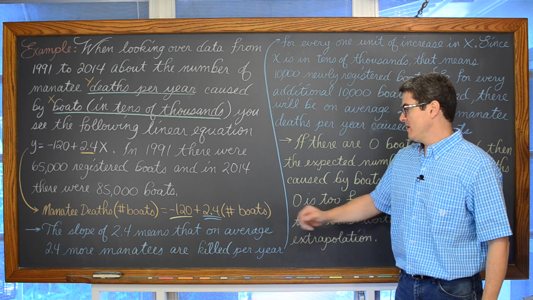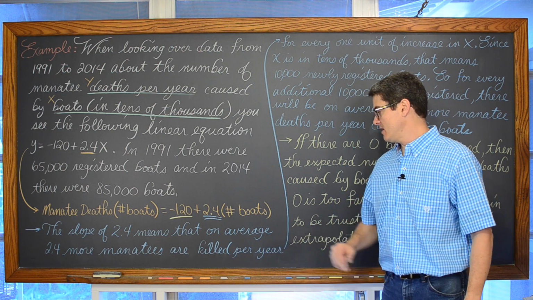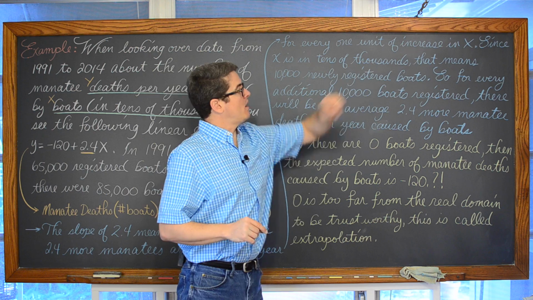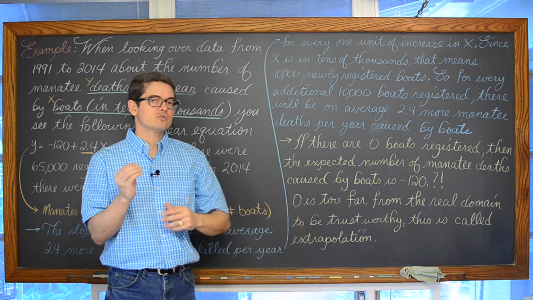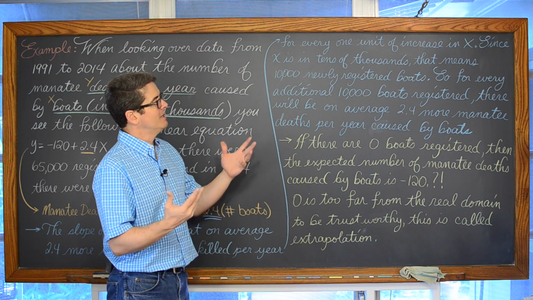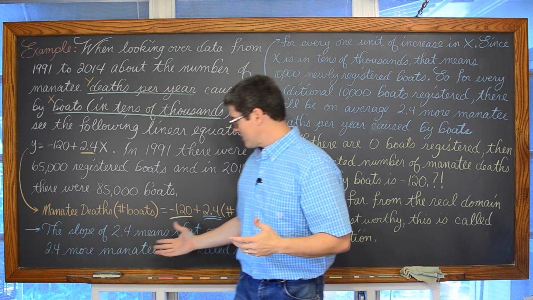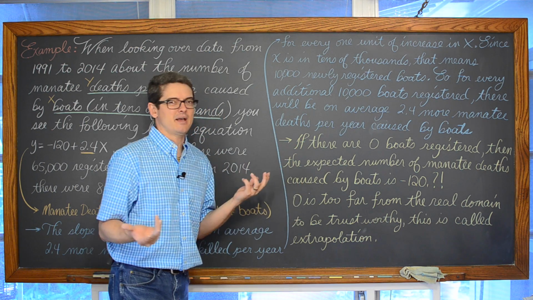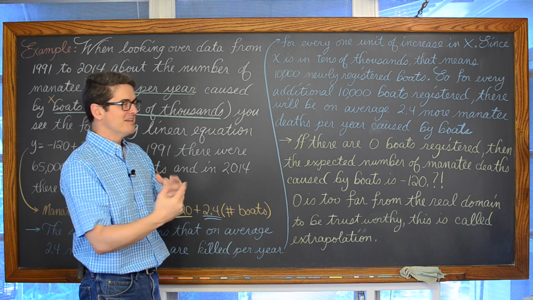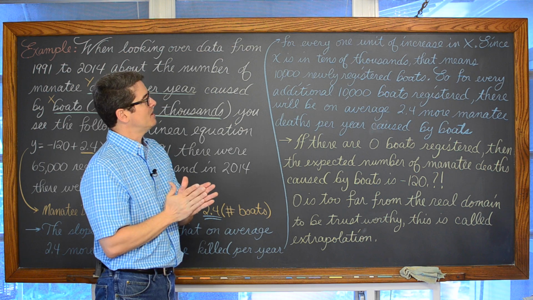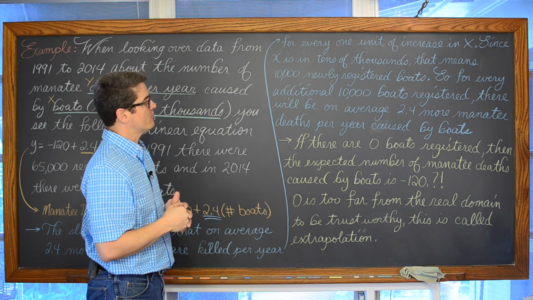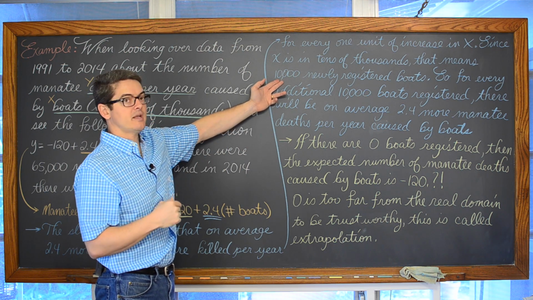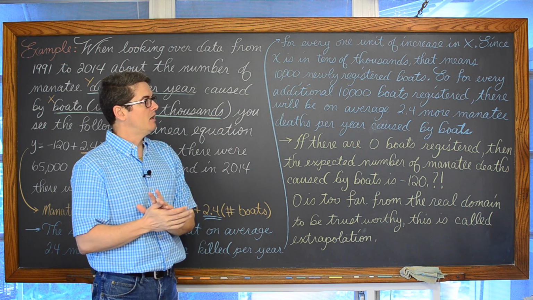So 2.4 means that on average 2.4 manatees are killed per year for every 1 unit of increase in x, the average change in y per 1 unit of change in x. Now, I started off the sentence putting it in context of the problem, the number of manatees killed, but then I finished with an increase in x. Well, that's not in context yet. Since x is in tens of thousands for the number of registered boats, 1 unit of increase in x means 10,000 newly registered boats.